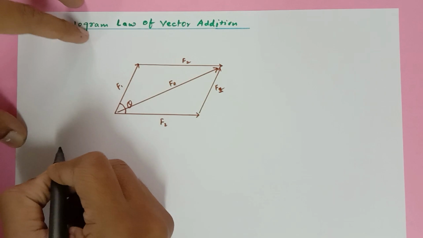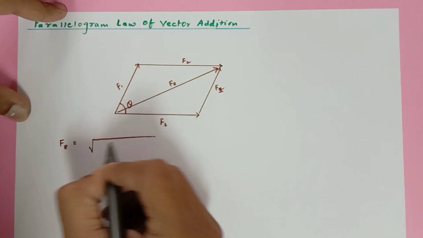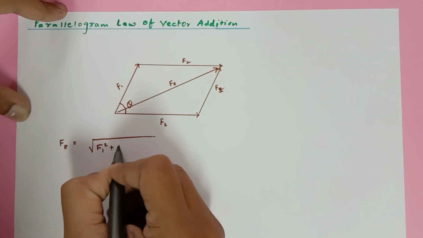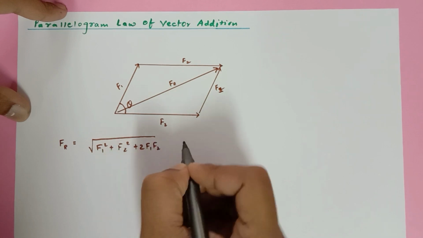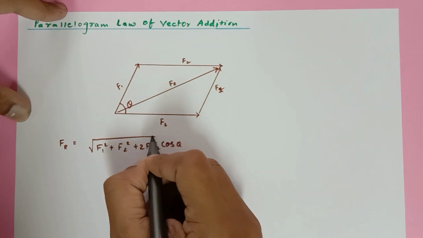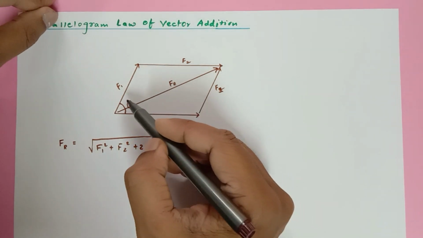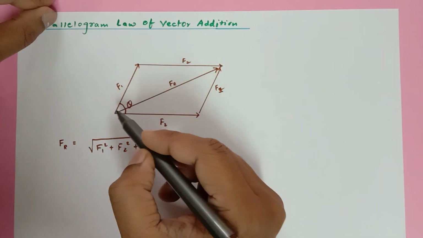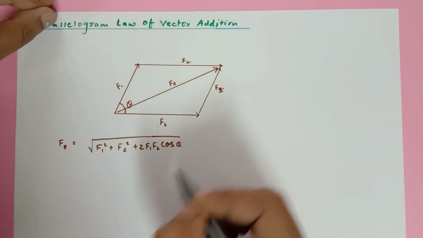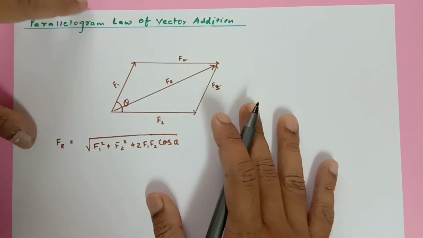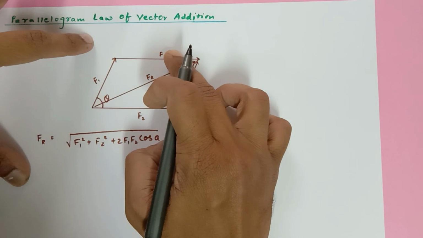Now the value of the resultant vector is equal to the square root of F1 square plus F2 square plus 2 F1 F2 cos of the angle between them. This is the formula for finding the resultant vector. So theta is the angle between them if their tails are joined together. So you may substitute all the values over here and you will get the resultant vector. Now this experiment is carried out on the basis of this particular law.